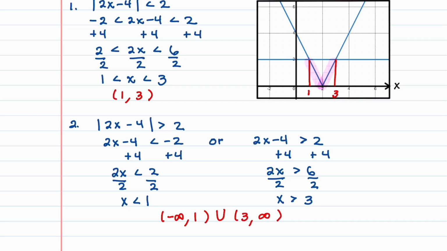Let's now go up to our graph and let's see if this makes sense. We wanted to find where our absolute value function was greater than 2. So that's going to be in this piece and in this piece. And you can see that it's when x is less than 1 or x is greater than 3.